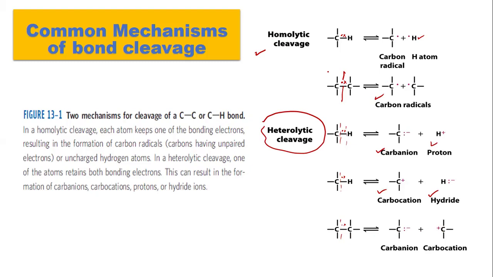Now, if we see the reverse of this process, it means one carbon radical requires a second carbon radical if they want to make a carbon-carbon bond. And for a carbon-hydrogen bond, the carbon radical will be demanding a hydrogen atom. Similarly, if there is a carbocation, the next must be a carbocation, and they will make a carbon-carbon bond. And carbanion and carbocation, if they want to make a bond with hydrogen, require proton or hydride, respectively.